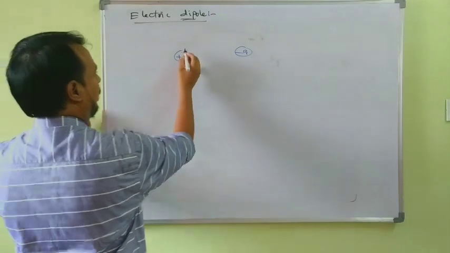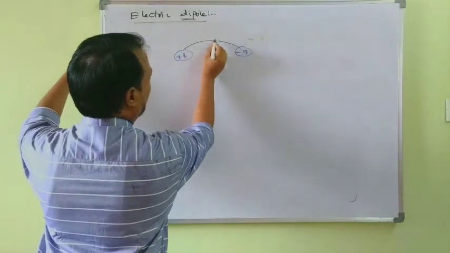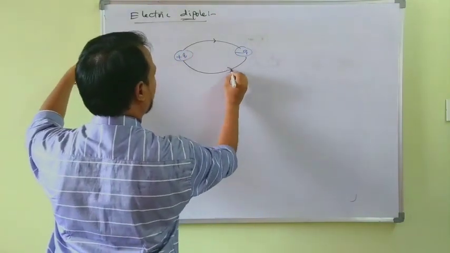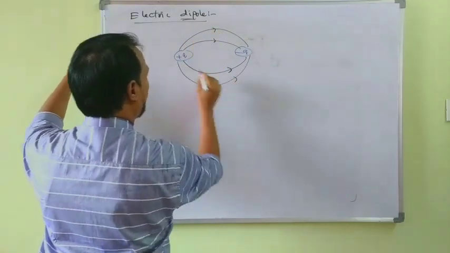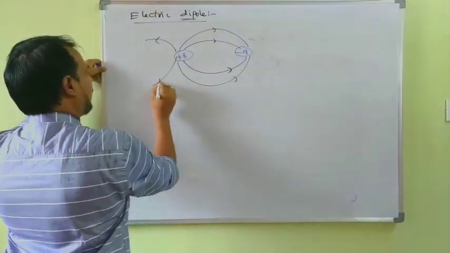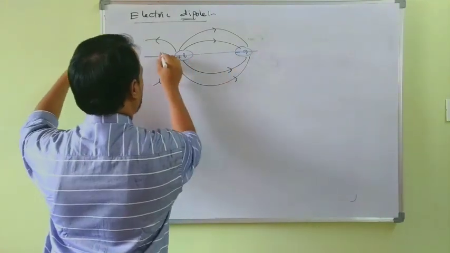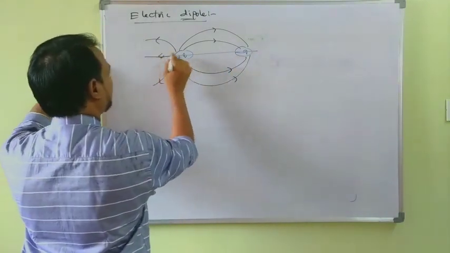So in the electric dipole, this is the electric lines of force, positive to negative, right? Last class also we discussed these electric lines of force. Okay, this is the electric lines of force.